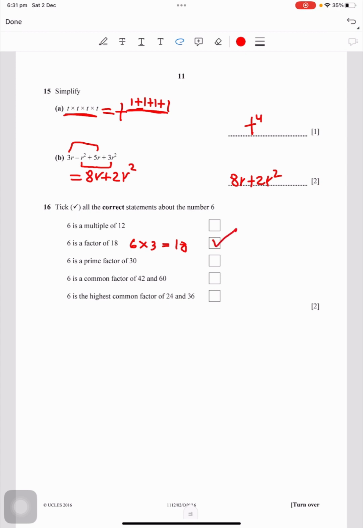6 is a prime factor of 30. No, it isn't a prime factor. Next. 6 is a common factor of 42 and 60. Yes, that is true because 6 times 7 is equal to 42, and 6 times 10 is equal to 60. So this is correct. Next. 6 is the highest common factor of 24 and 36. No, that is not true. That is false. Okay, let's move on.